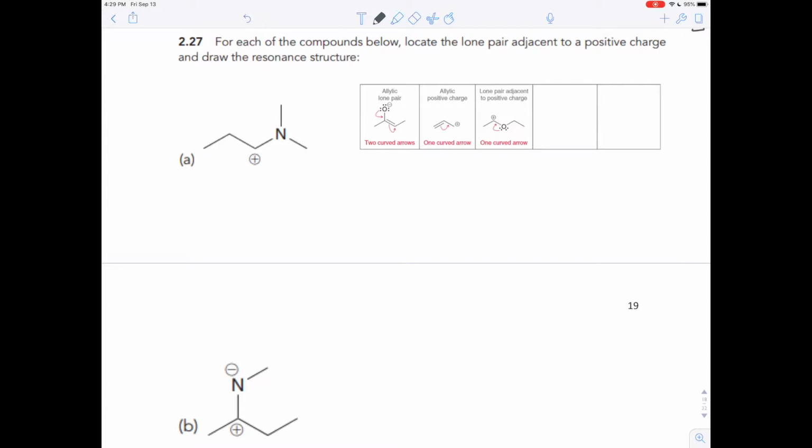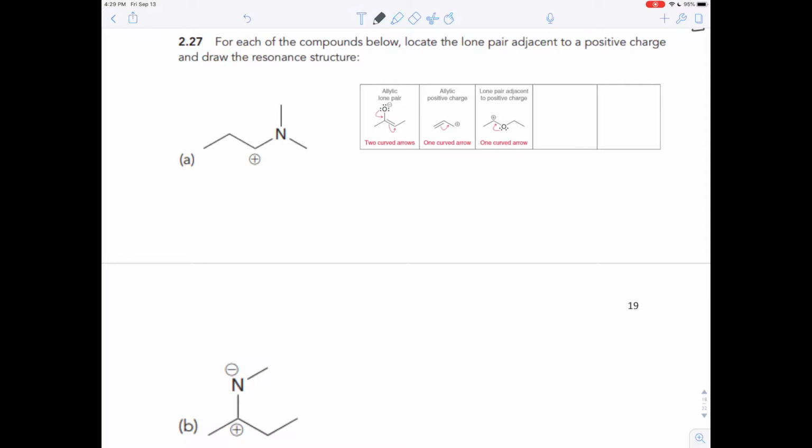Exercise 227 introduces the third pattern of resonance, and that is when you have a lone pair adjacent to a positive charge. So it says for each of the compounds below, locate the lone pair adjacent to a positive charge and draw the resonance structure.